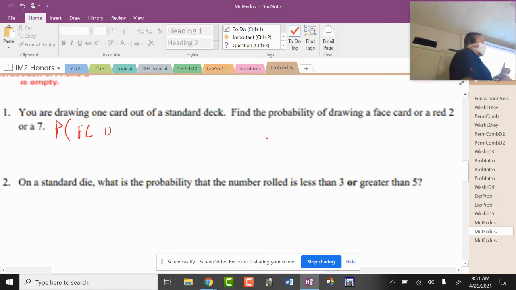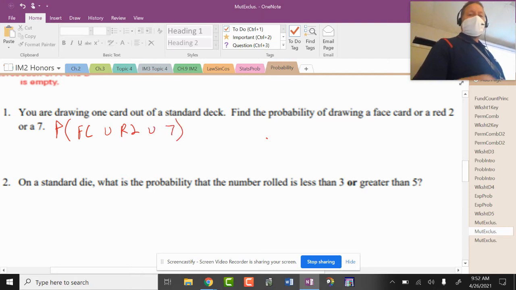Now, the word "or" is union. So probability of a face card, or let's just say a red 2, R2D2, nice, and then or a 7. First of all, what's a face card?